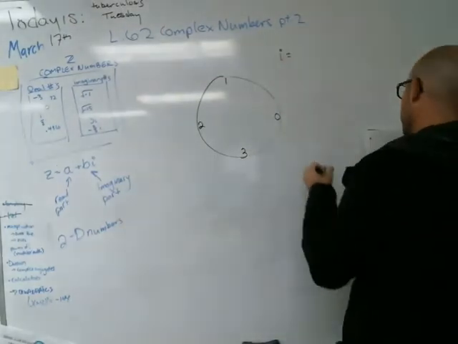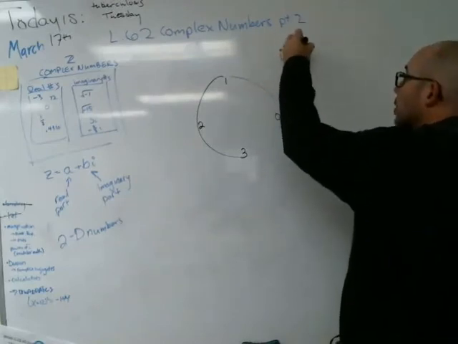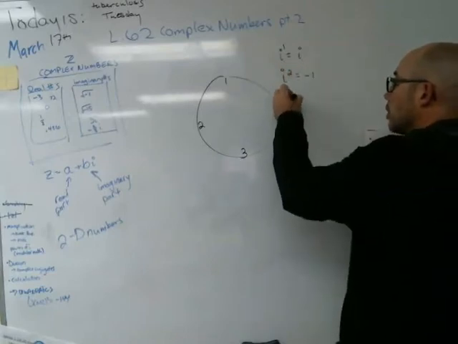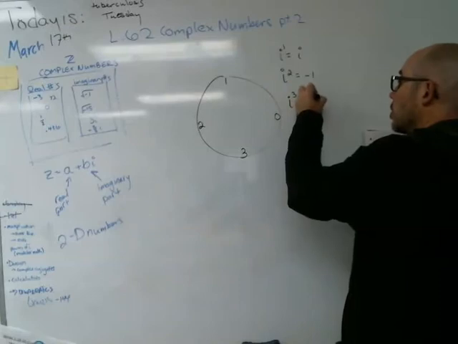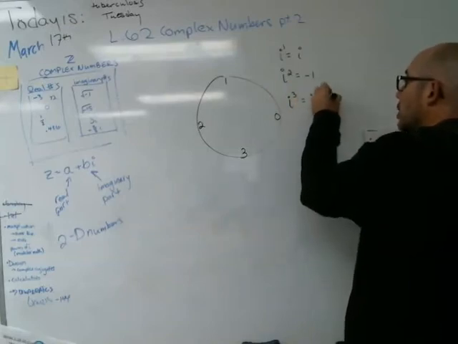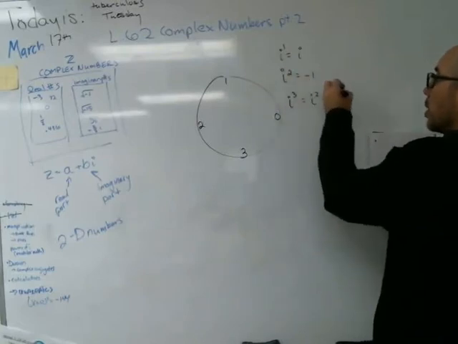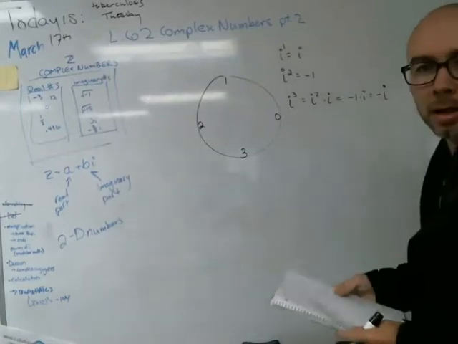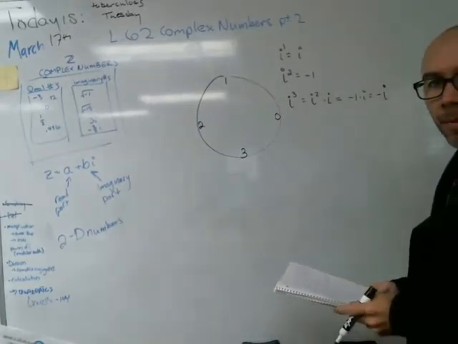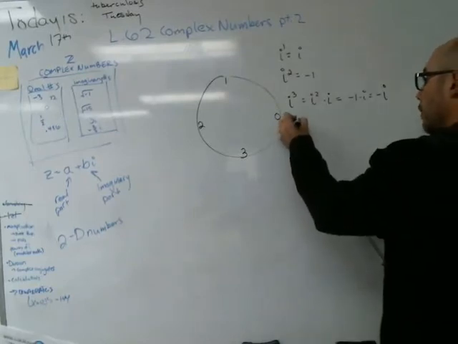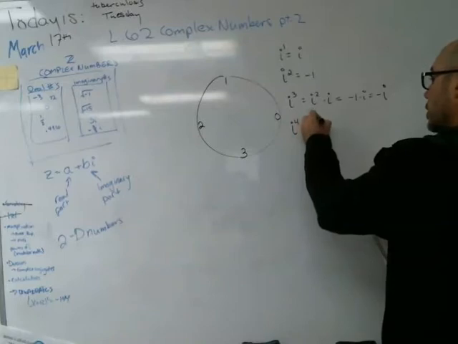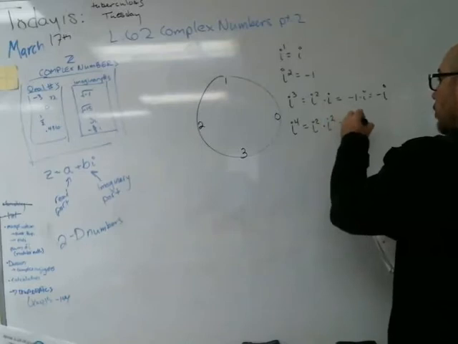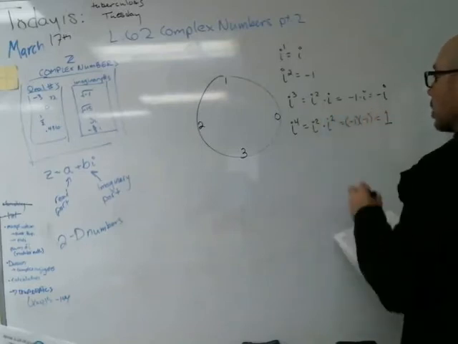So let's start with i. i to the 1 equals i. i squared equals negative 1. i cubed equals, well, i squared times i. And remember, i squared equals negative 1. So we get negative i out of that. Okay? i to the 4th equals an i squared and another i squared, which means that's negative 1 times another negative 1, which is just 1.